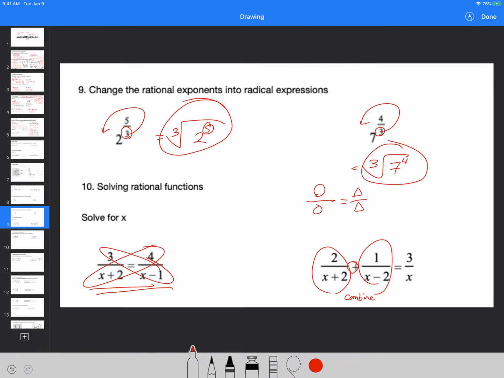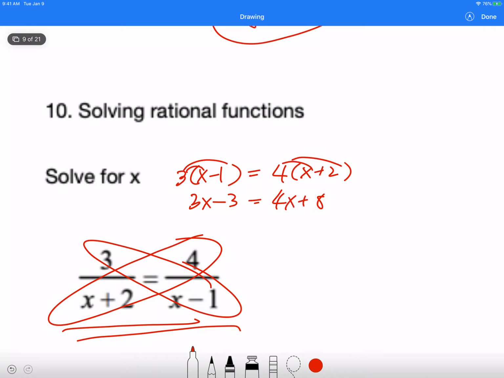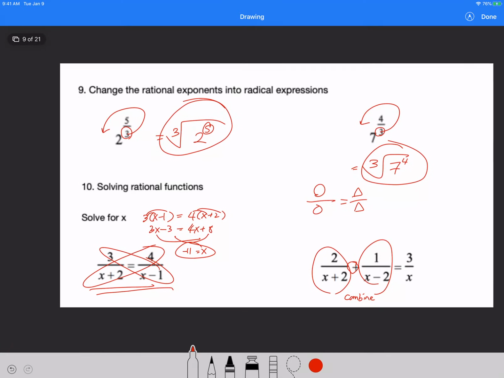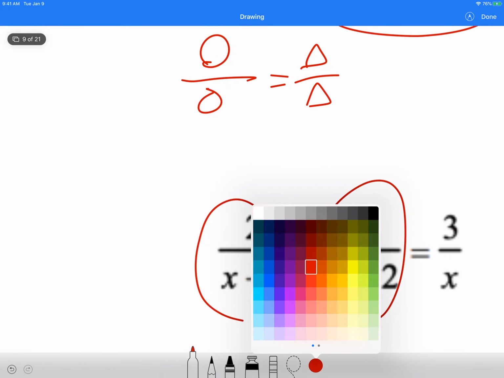I'm going to cross multiply them. So 3 times x minus 1 is equal to 4 times x plus 2. 3x minus 3, make sure you distribute them. 4x plus 8, make sure you distribute them. Subtract the 3x, subtract the 8, so x should be negative 11. Next, for this one, I have to do what we call a common denominator, right?